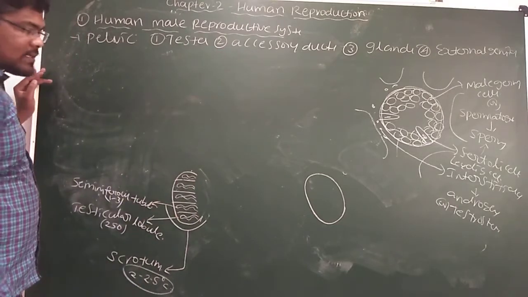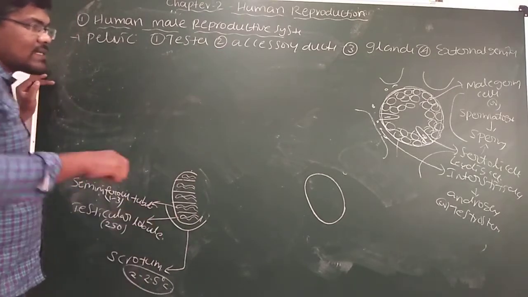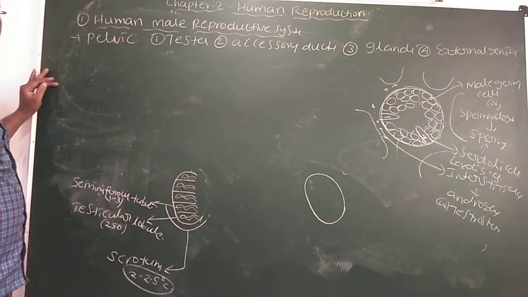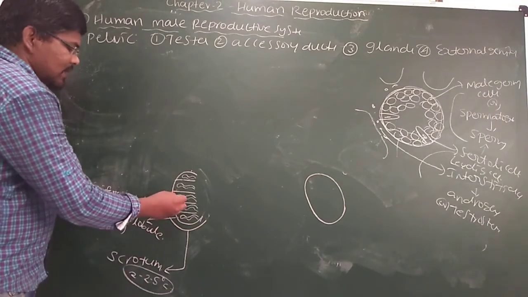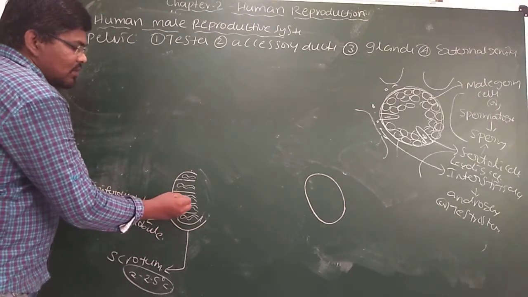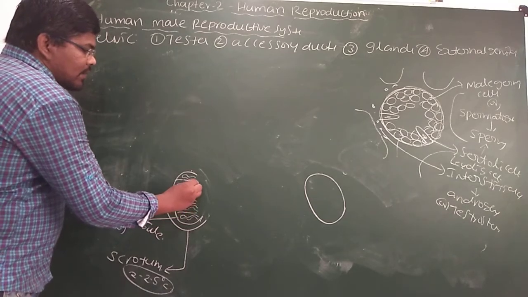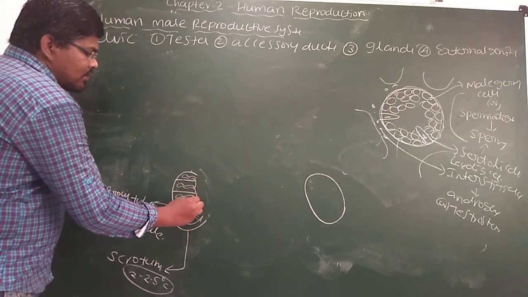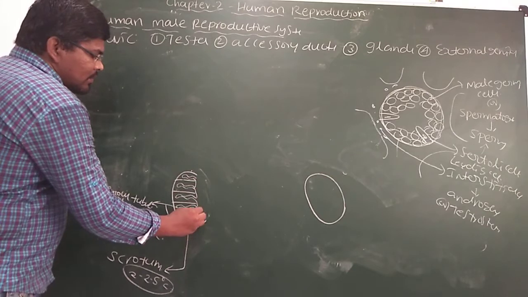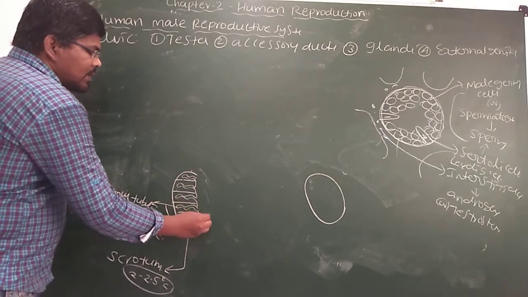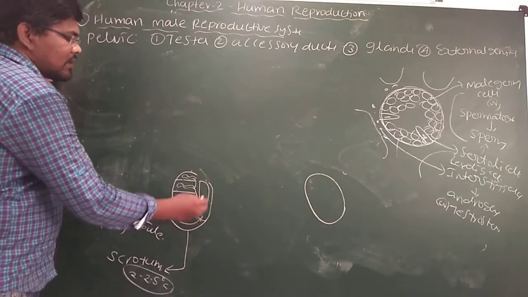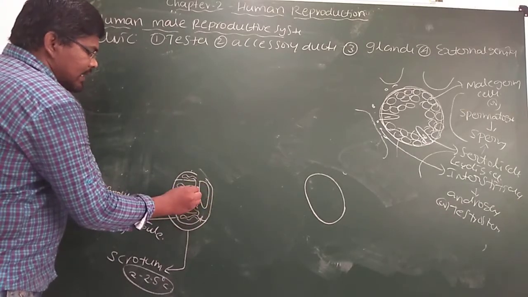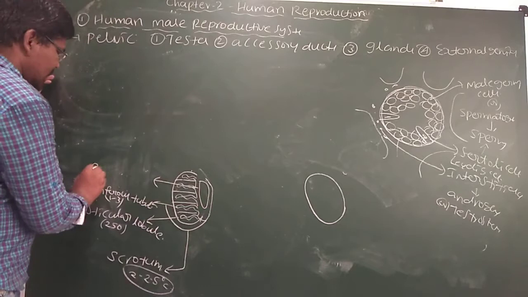What are the accessory ducts? If you see accessory ducts, the ducts which are present in the male reproductive system are mainly used for the transportation of sperms. The seminiferous tubule is closed at one end and open at another end into another tubule. This tubule is called rete testis.